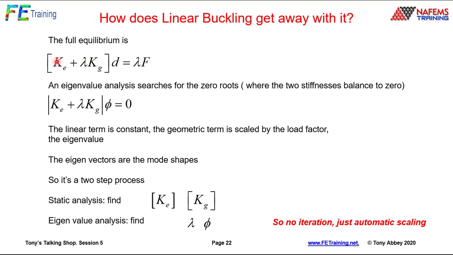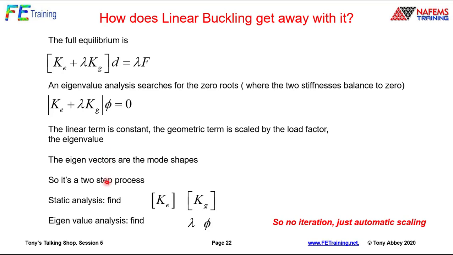When these two terms, Ke plus a negative term in the stiffness, take away from each other, I'm going to get terms on my leading diagonal going to 0. Those are the roots I'm looking for. Those are my instabilities. So we can do an eigenvalue analysis to search through those. What values, eigenvalues, are going to cause the instability? What are the mode shapes that come out of that? So the linear term is constant. The geometric term is just scaled by the load factor, in other words, the eigenvalue. Eigenvectors are the mode shapes.